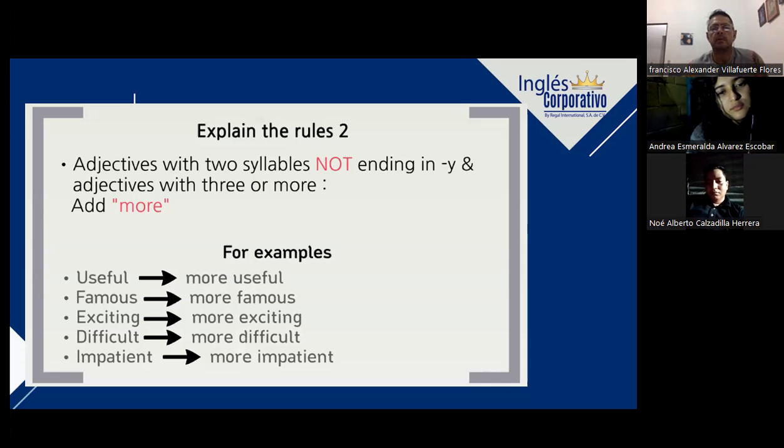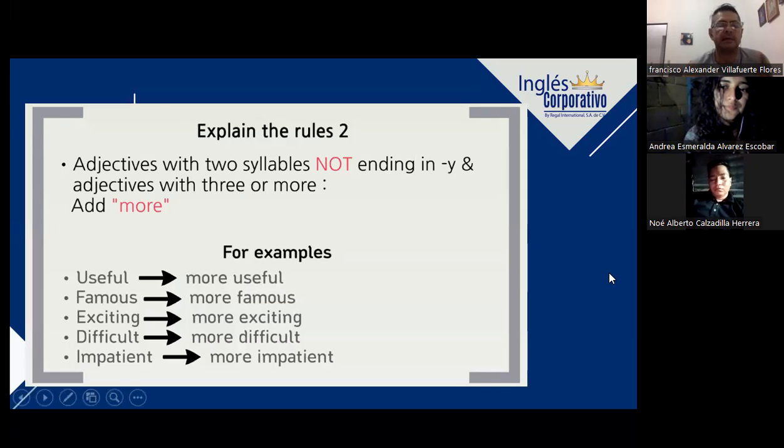So, vemos ahí que cuando los adjetivos son más grandes, pues nosotros le agregamos more para hacer los comparativos. Is that clear, the rule? Yes. Thank you, guys. Appreciate it. I have a question.